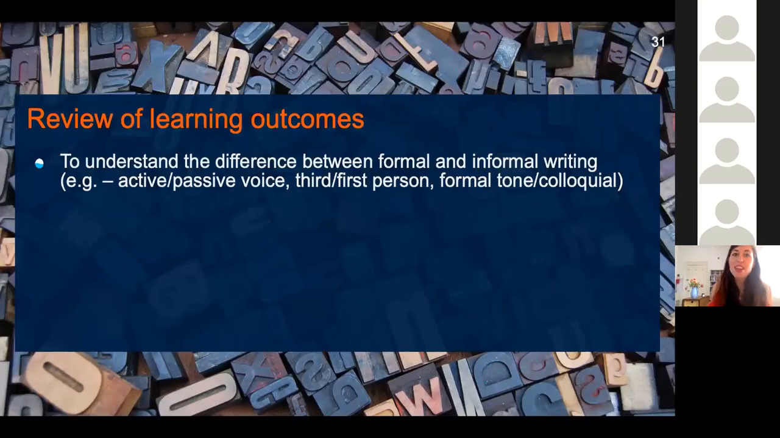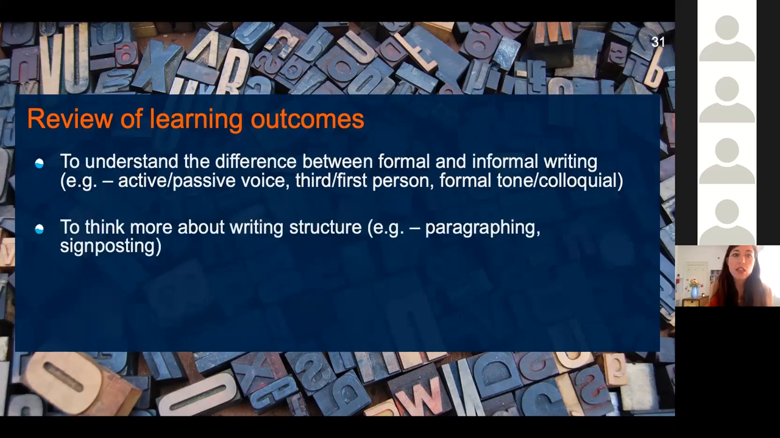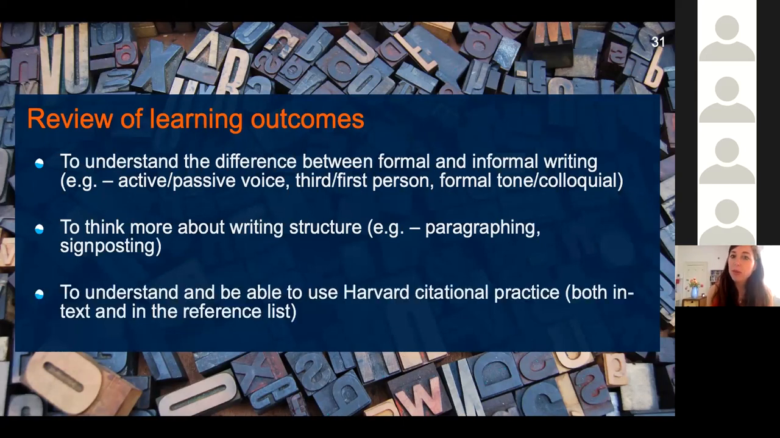Now I've gone through everything, so I'm just going to review the learning outcomes before you can ask some questions if you would like, if there's anything else you want to know. So to understand the difference between formal and informal writing, to think more about writing structure, so paragraphing, signposting, and to understand and be able to use Harvard citational practice. So we've gone through those 3 key points, especially with using the abstract exercise as well.